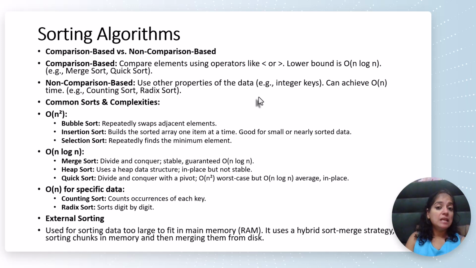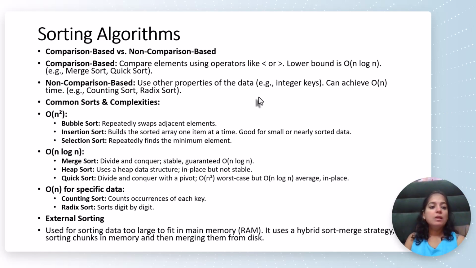Whereas in non-comparison based, we compare the position of elements. Instead of comparing the values, we compare the position of numbers or certain other properties, like counting sort and radix sort.